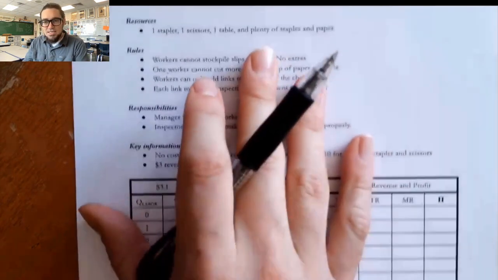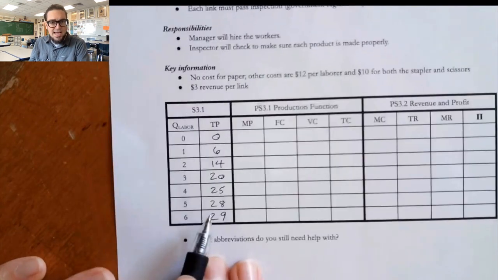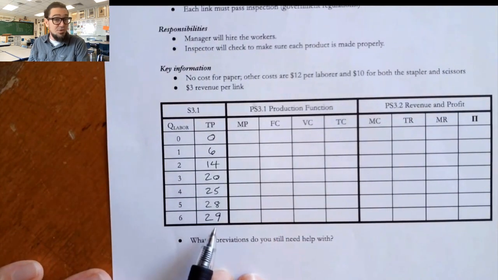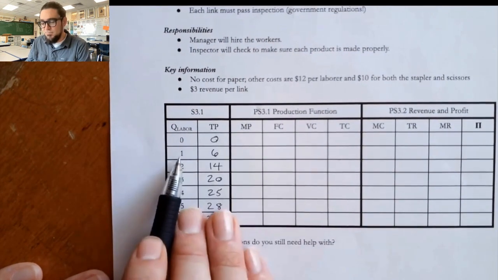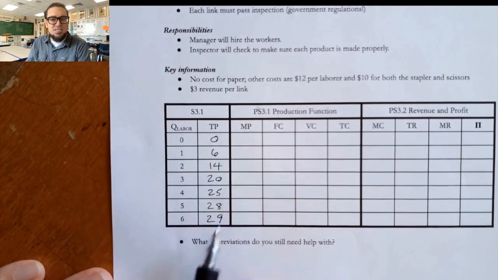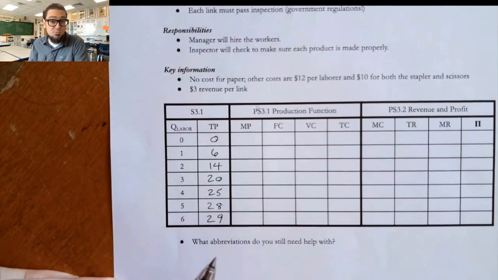And what we find is that for each number of workers that we had, we wrote down the total product, the number of links in the chain that they were able to make. For 0 workers, obviously they didn't make any chains, but for 1 worker, they made 6. Again, this data is from a group of students from a few years ago, but it would still work, and it's probably pretty close to the data that we ended up with.